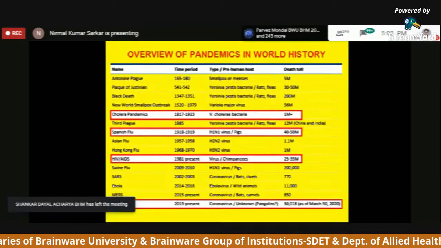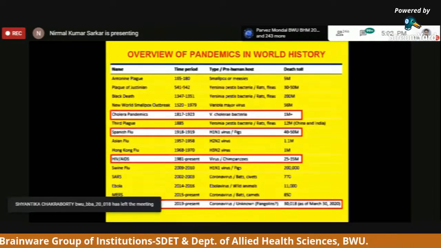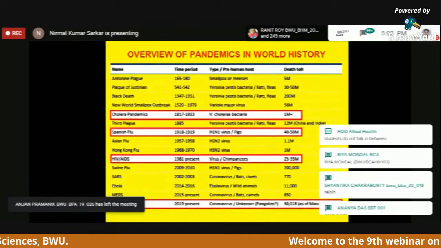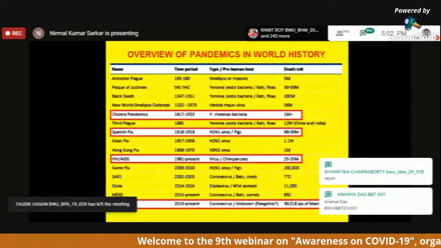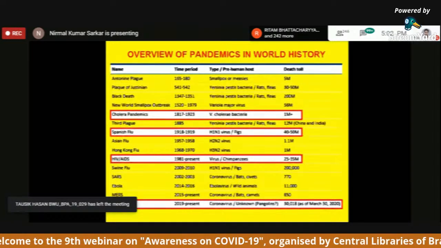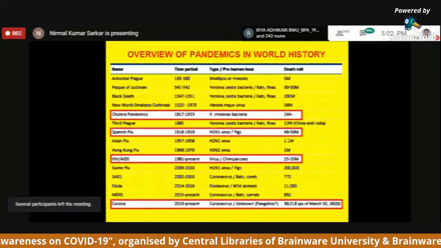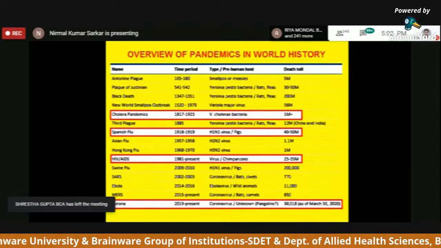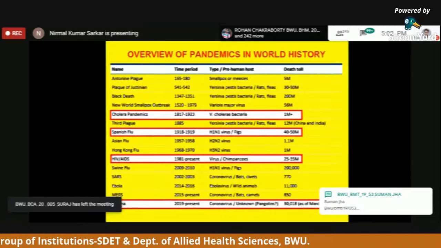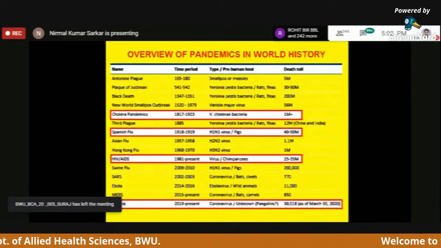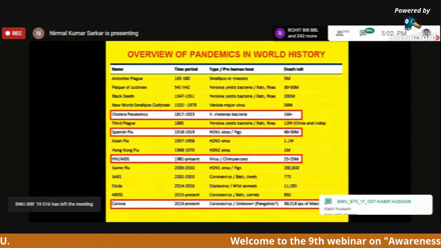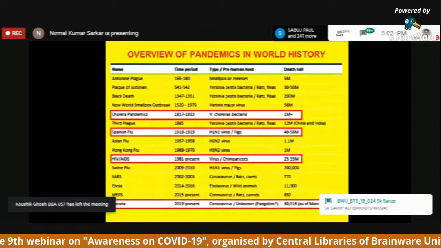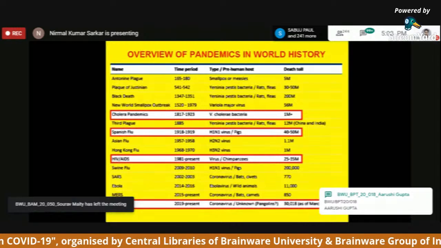Let us have a look at different pandemics that are well marked in the history of the world. You can see I have put red rectangles around some lines. The upper one, you can see a cholera pandemic continued for a very long time from 1817 to 1923 and snatched the lives of more than 1 million or 10 lakh people all over the world. Then Spanish flu pandemic occurred during 1918 and 1919. It is the deadliest in the world history.